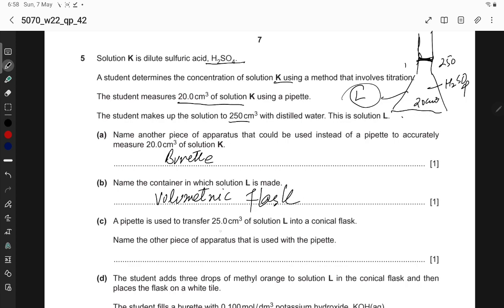A pipette is used to transfer 25 centimeter cube of solution L into a container. Name the other piece of apparatus. Pipette. Name the other piece of apparatus that is used with the pipette, the pipette filler.